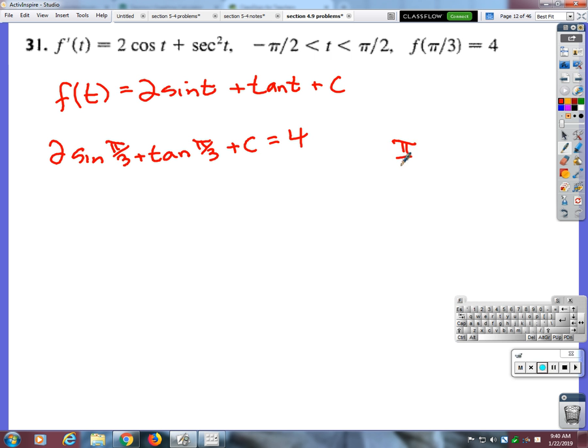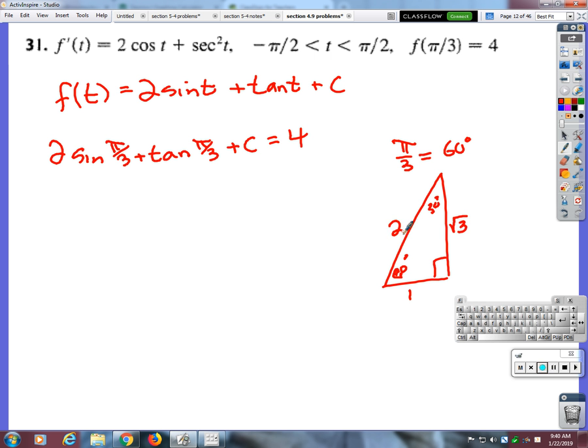What is pi over 3 in degrees? 60. You go 180 divided by this. You basically replace the pi with the 180. 180 divided by 3 is 60. So that means we've got ourselves a 30, 60, 90 situation on our hands. So you know that this side is 1, this side is root 3, and this side is 2.